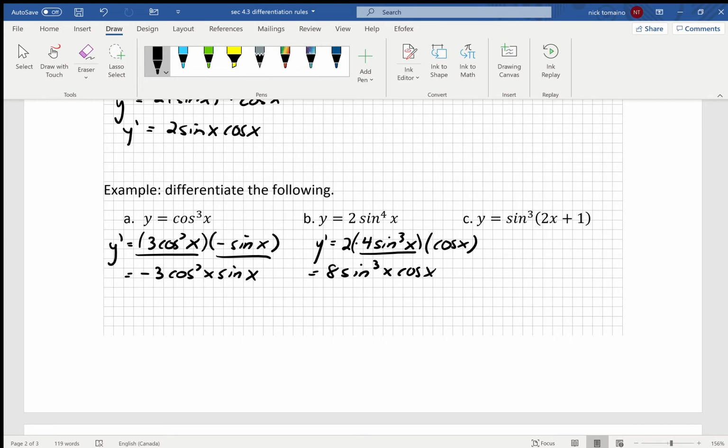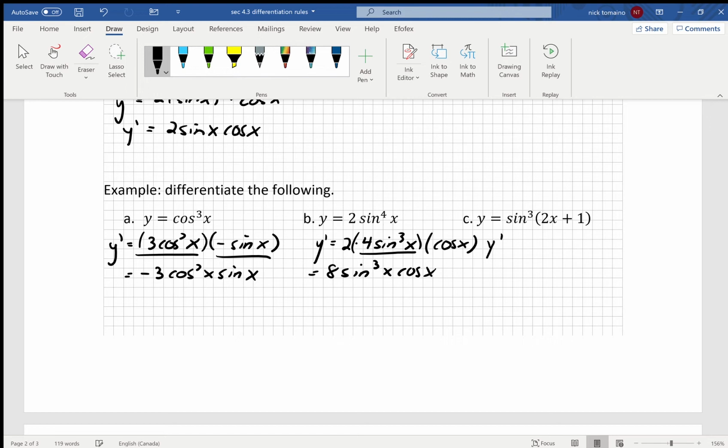Okay, now this one right here, we have a power and we also have an angle, which is a function of x, not just x. So there's an extra step here. After you do this, then you have to multiply it by the derivative of the angle. This is a 3-part question.